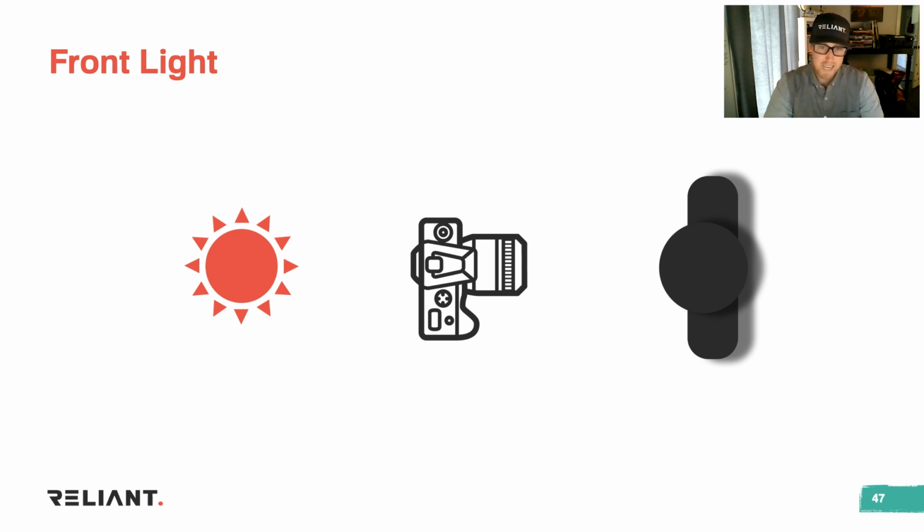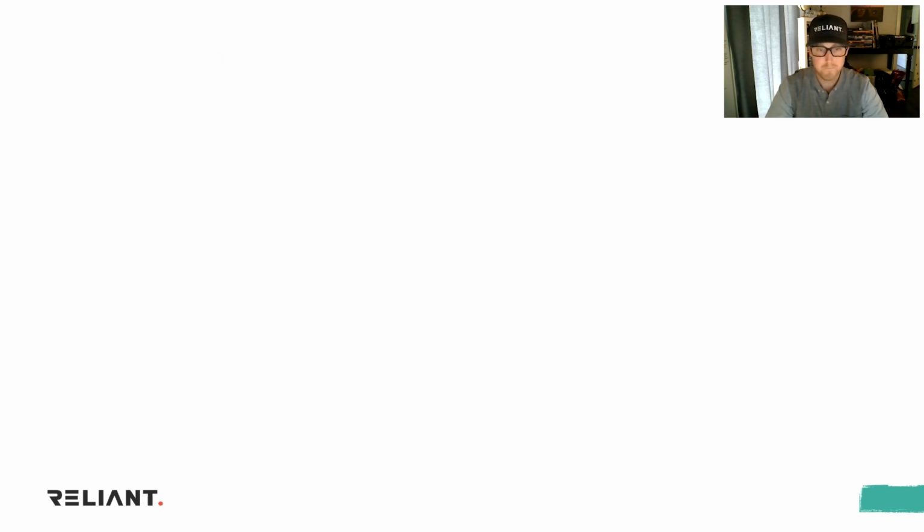So this first diagram represents front light. Front light is when your primary light source, in this case the sun, is facing or falling on the front of your subject. So this means that the sun is behind you as the photographer. So let's look at some examples of front light in use.